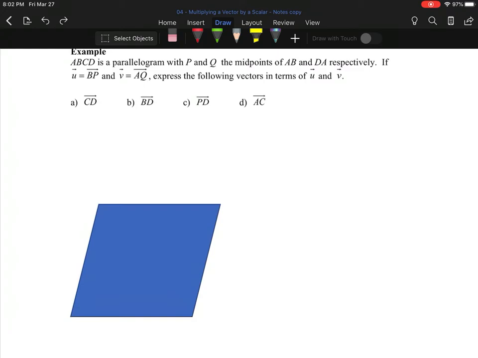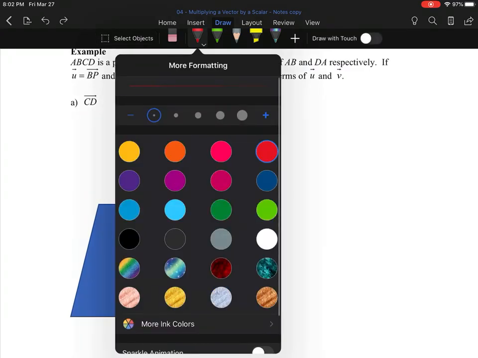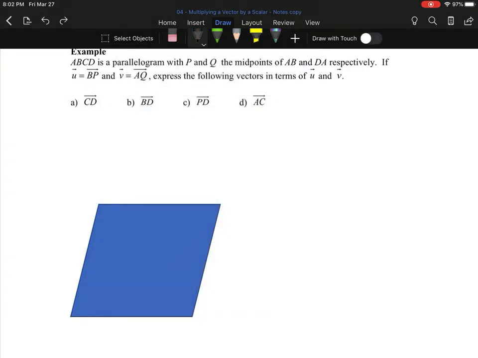All right, so let me just label the corners here. It says ABCD is a parallelogram. So let's get back to my black pen here. And here we go. A, B, C, D. Now, if you haven't seen a lot of these type of setups before, I just need to tell you that this ABCD does sort of matter in that ABCD tells you the order of the vertices.